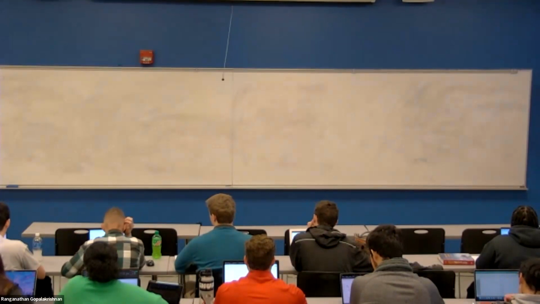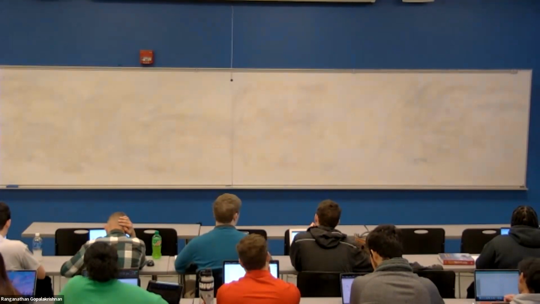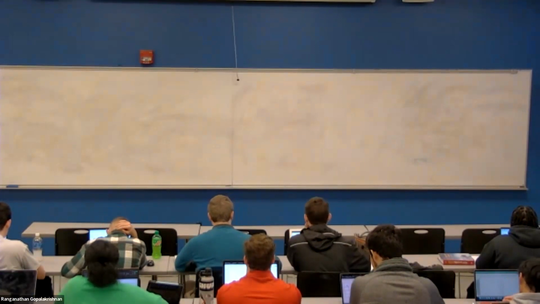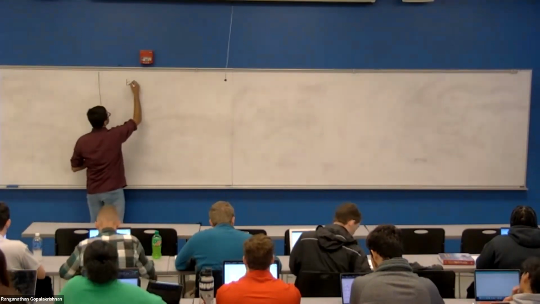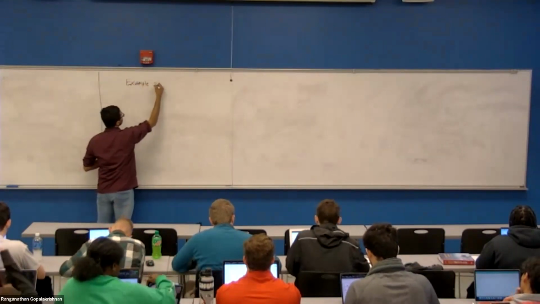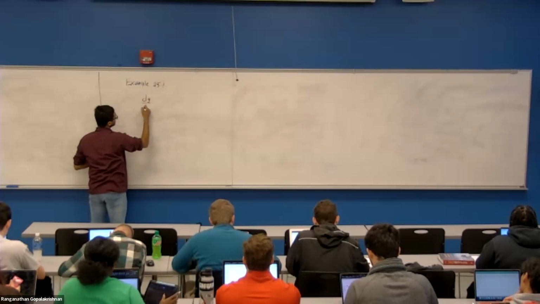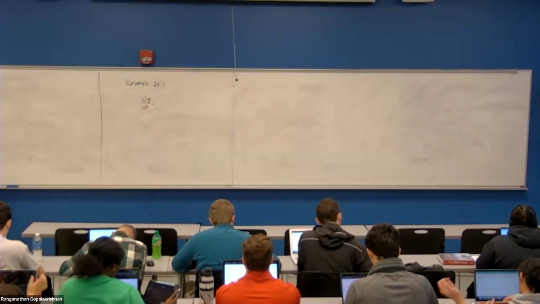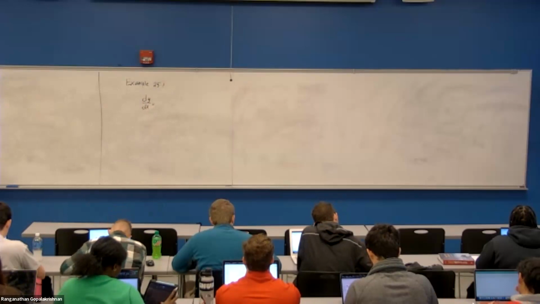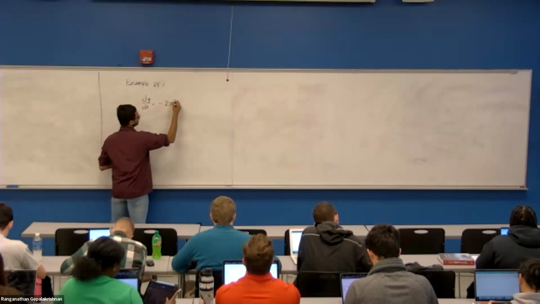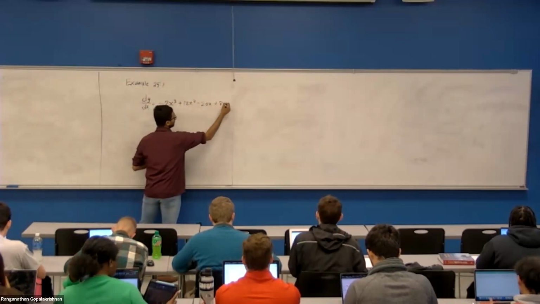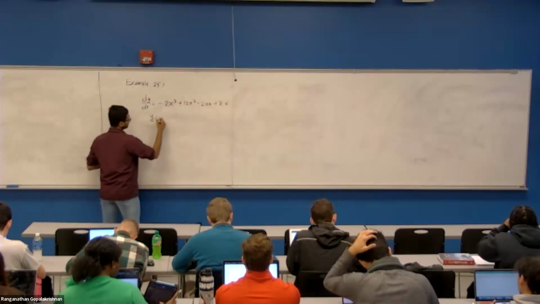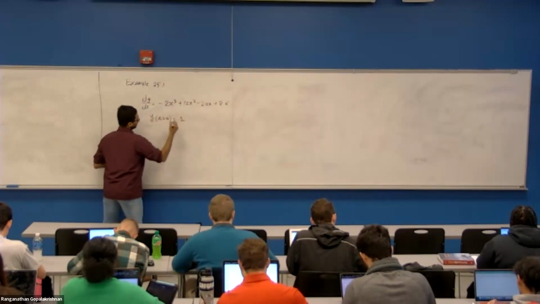Let's just for those who are not sure which problem we were doing last time, I just want to write out the problem and then continue with higher order methods. So this is example 25.1. dy by dx equal to minus 2x cubed plus 12x squared minus 20x plus 8.5 with the initial condition y at x equal to 0 is 1.